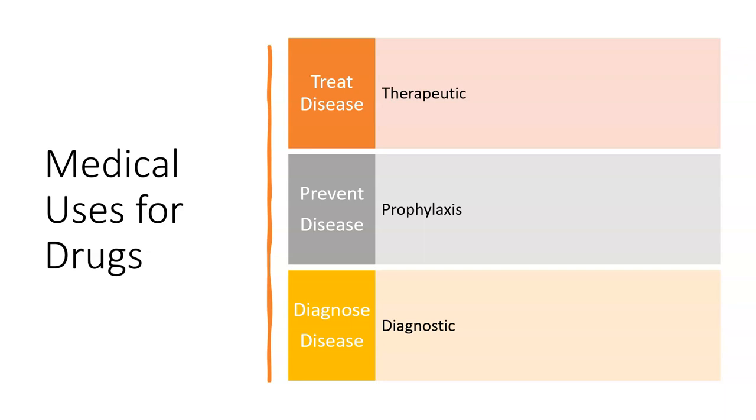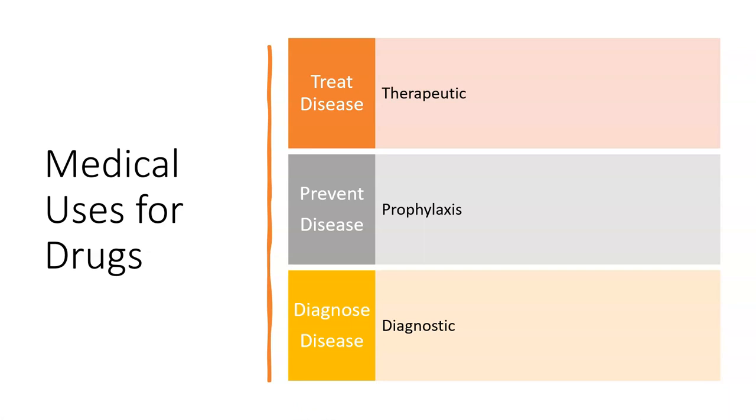Also, something like an oral contraceptive would prevent the condition of pregnancy. Often, vaccines are used to prevent or as prophylaxis to illness. The third and less common use of a drug is diagnostic. These mean that we use drugs to help diagnose when there is a disease.